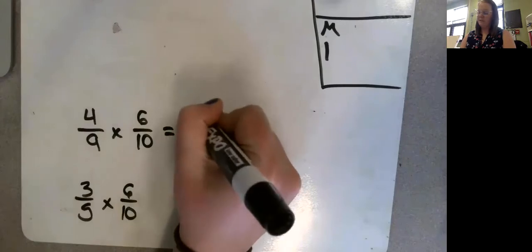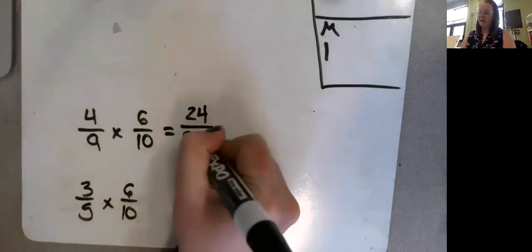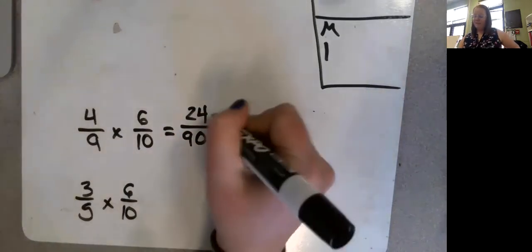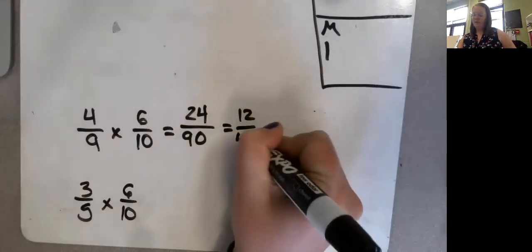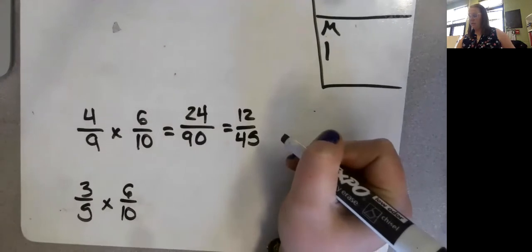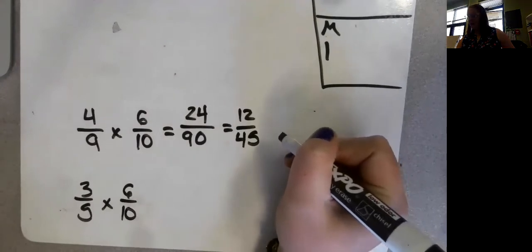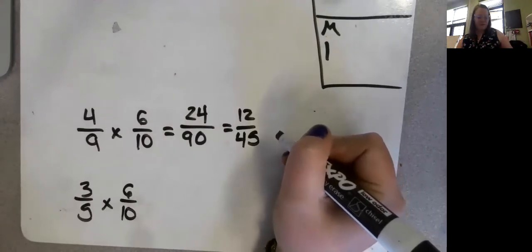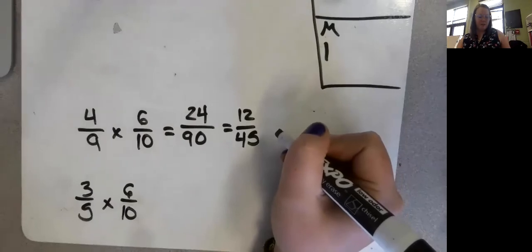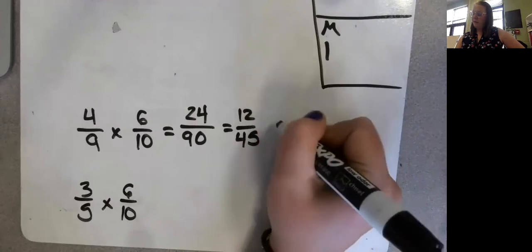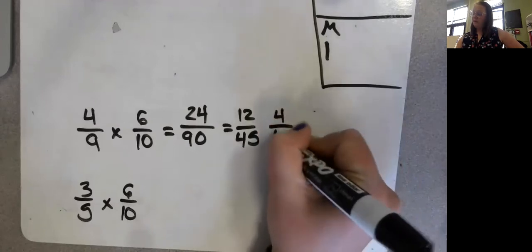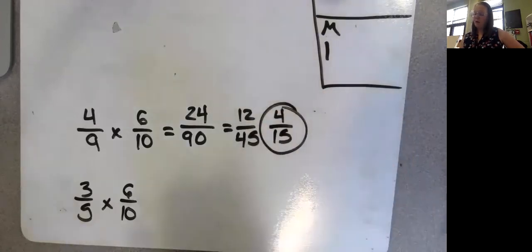So I've got 6 times 4 is 24 over 90. Both of these can be divided by 2 because they're both even. So 12/45. Can this be simplified? Probably. What's 45 divided by 3? 15. So both can be divided by 3. So 4/15. That's as low as I can go, 4/15.